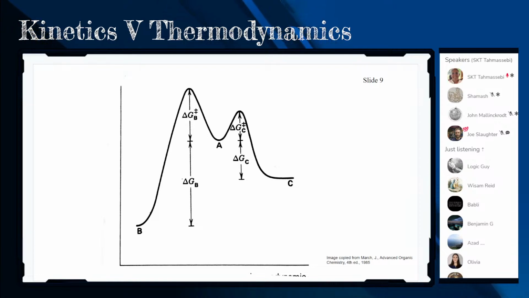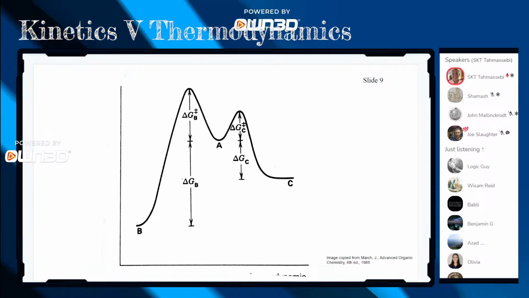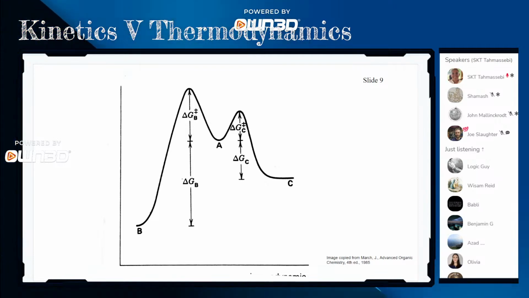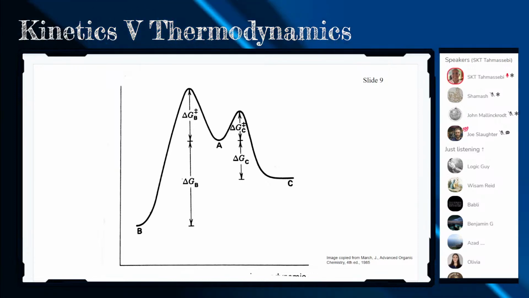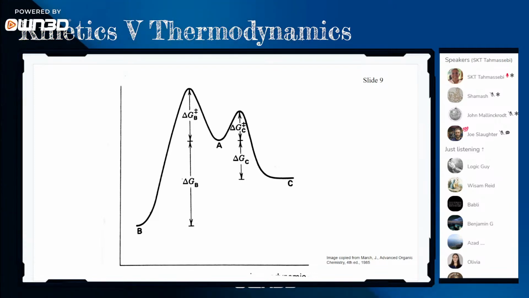A are the reactants in this diagram. C is the kinetic product. B is the thermodynamic product. So what happens is that when A undergoes reaction, A to C has a much smaller activation barrier. Delta G double dagger C is much smaller than delta G double dagger B. So very quickly, A gets converted to C.